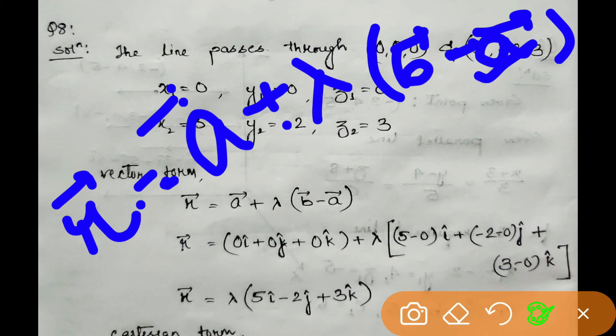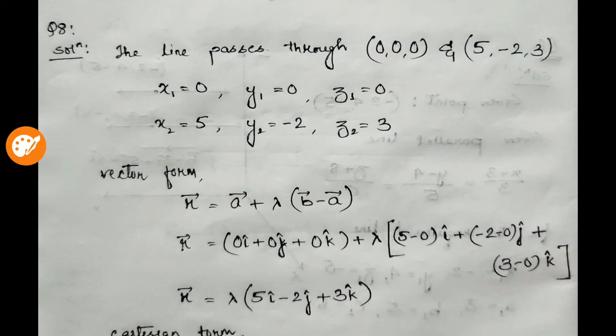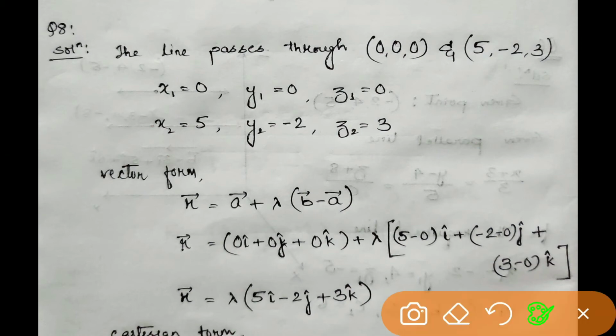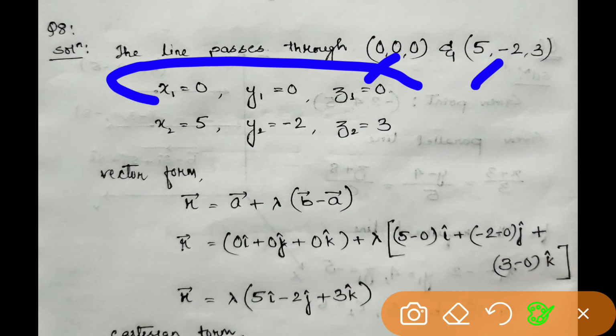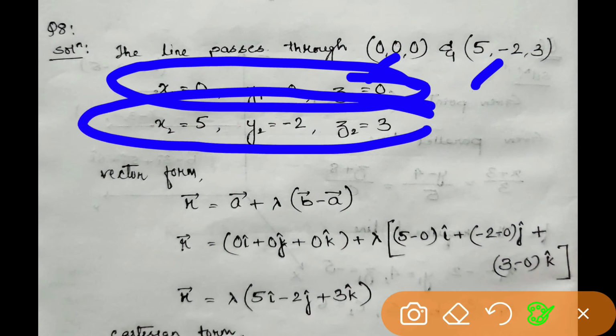So A is got from one point and B is our another point, right? So see what I have written. I took these points as x1 y1 z1 and x2 y2 z2. Okay, so now my first A vector will be got from this point and B vector will be got from this point. Okay, don't confuse.